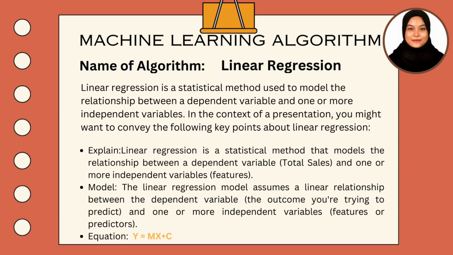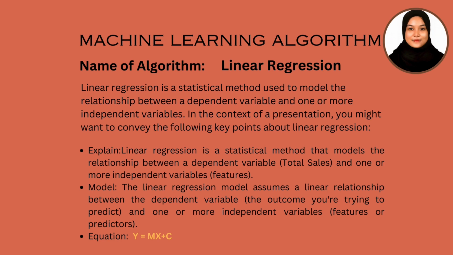The name of the algorithm we choose is linear regression. Linear regression is a statistical method used to model the relationship between a dependent variable and one or more independent variables. Linear regression models the relationship between a dependent variable, which is total sales, and one or more independent variables, which are features.